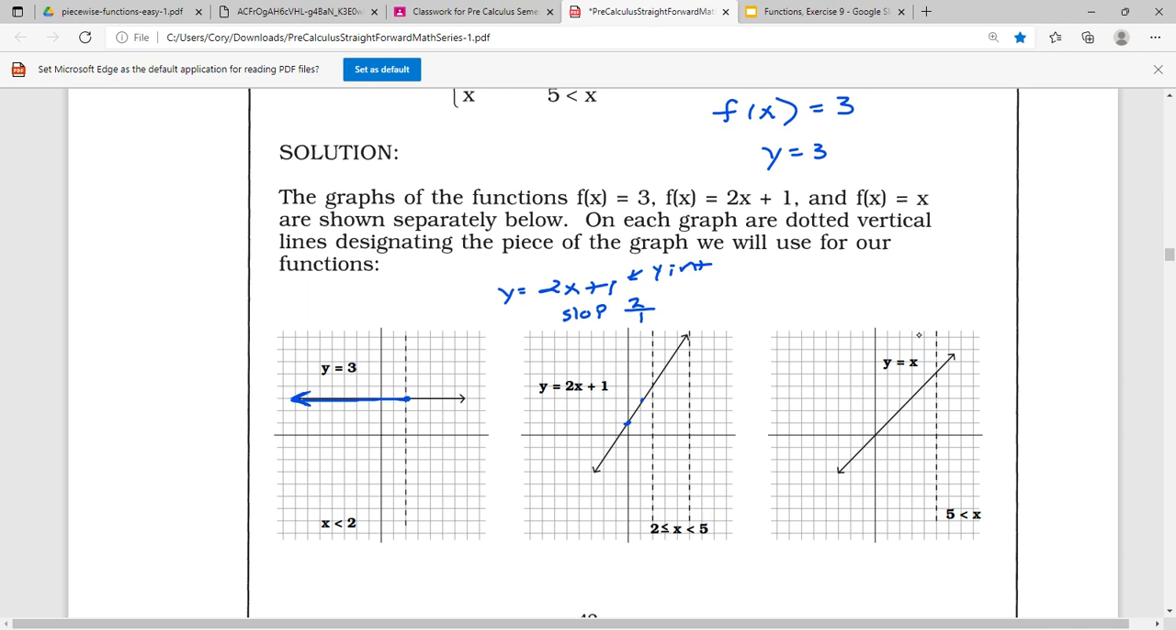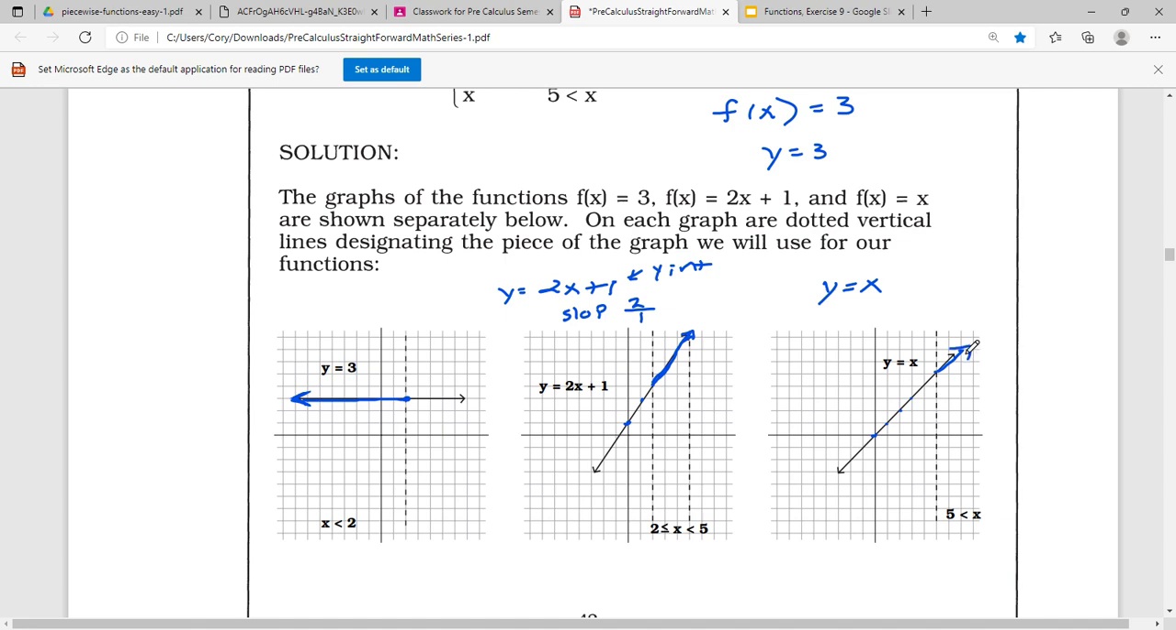Up 2 over 1, up 2 over 1, so right in here. But it's only going to be if x is between 2 and 5. Remember, we said between 2 and 5, so that's right there. And then this last part is y equals x, right? So its y-intercept will be at 0, and its slope is 1 over 1. So there, there, there. But that's only going to be for values more than 5, so that piece.